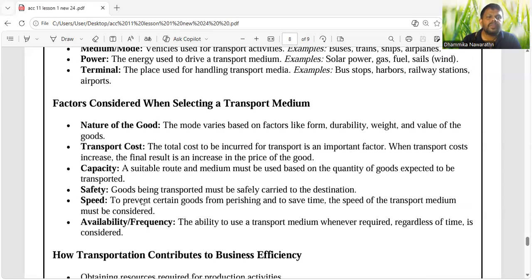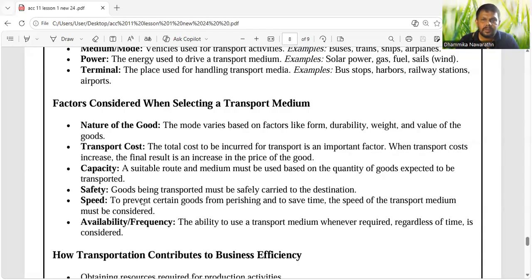Then, a factor to consider when selecting a transport medium is the nature of the goods. You can't transport them in a landmaster or a tractor, so transport cost should be considered. You can't transport X by a helicopter. It can be done, but it is very costly. Then capacity: you can't transport a refrigerator by a car, so you have to go for a butter lorry. Safety, yes: you can't transport students on a butter lorry, you should use a vehicle like a van.